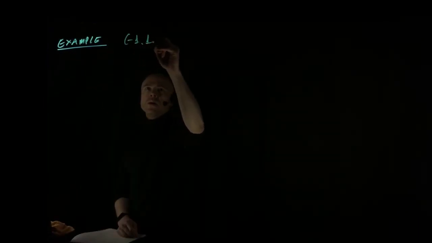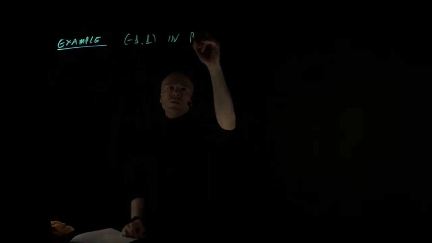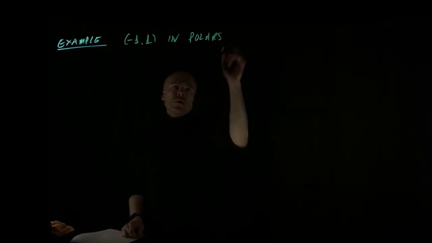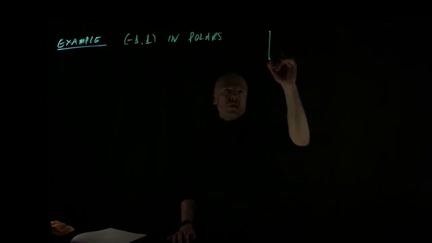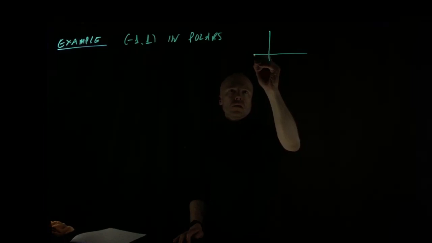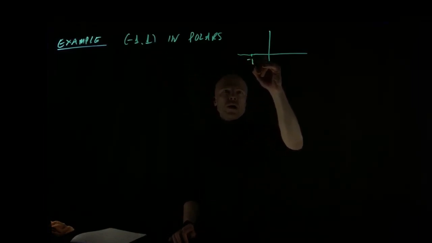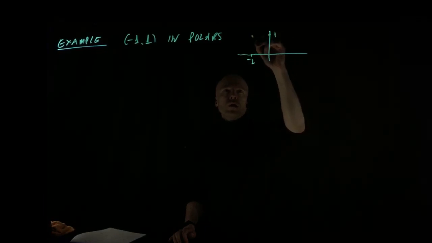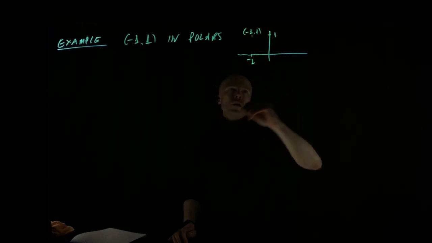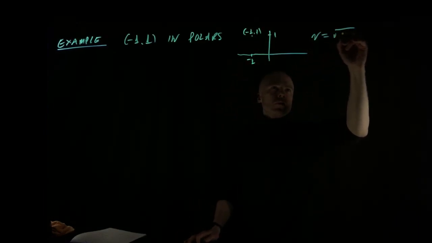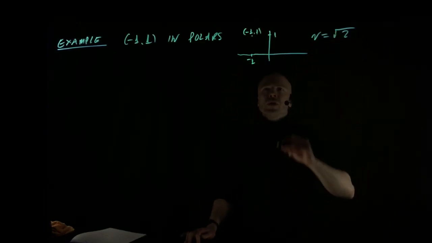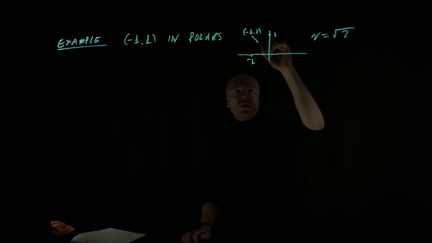Minus 1, 1 in polars. Okay, so let's draw a picture. So we are minus 1 in the x, this is minus 1, and we are 1 in the y, so we are over here. Okay, this is our point, minus 1, 1. So the r is easy, this is square root of 2, no problem. And then we have to think about what the angle is.